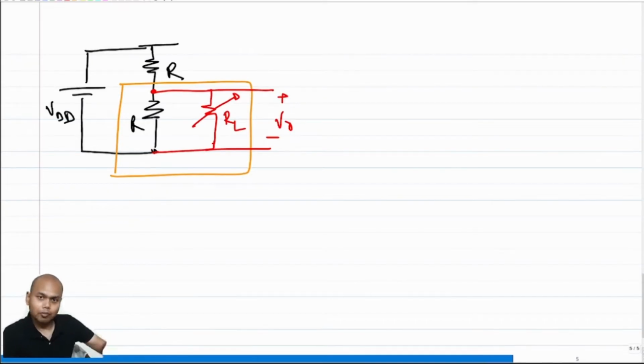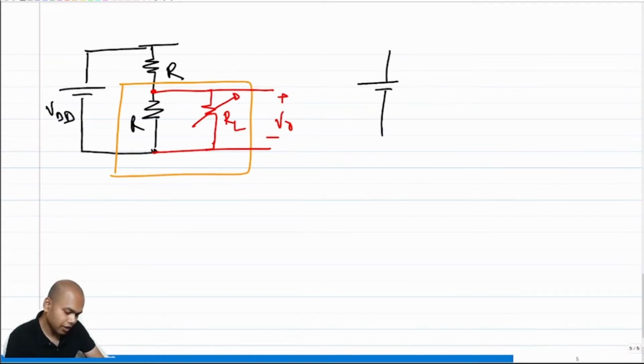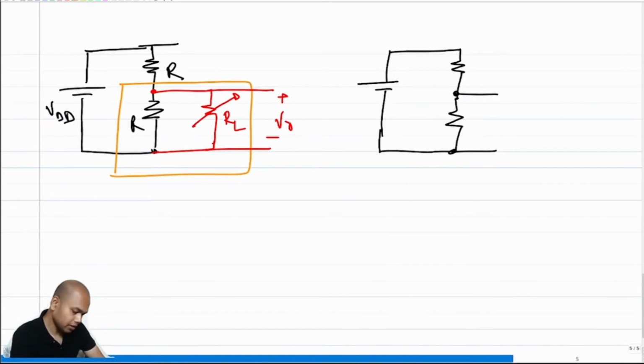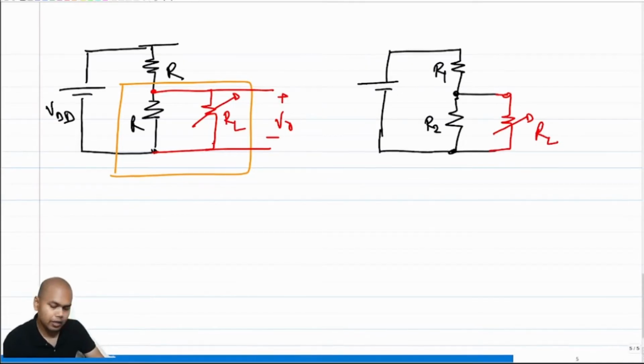So therein lies the problem, and therein also lies a potential solution. What is the potential solution? The potential solution is, what if instead of using a fixed R, what if I say I will do this? I know that this RL is variable, right? So let me call this one R1 and let me call this R2 for the time being. What if I also make R1 to be variable, right? How we will make R1 to be a variable is a story for another day. But what if we make R1 to be also a variable resistance?